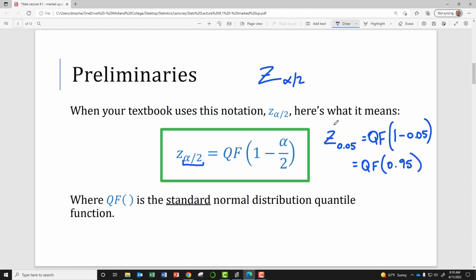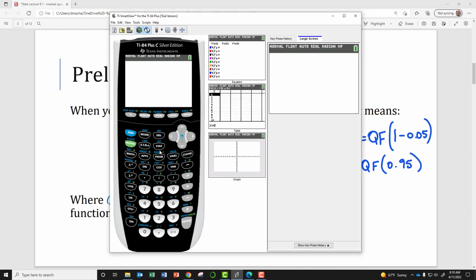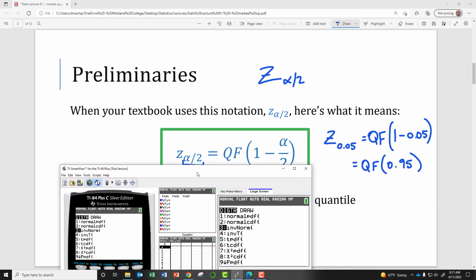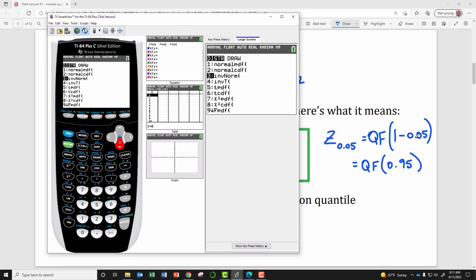Now, where's the normal distribution quantile function and how would you evaluate that? Well, you go to your TI-84, we click second VARS. Number 3 says INV norm, and number 3, that's going to be our normal distribution quantile function. Sometimes the quantile function is called the inverse cumulative distribution function, and so that's why the INV is there, because that stands for inverse. But in any case, when you see this z subscript alpha over 2, we're going to evaluate this INV norm in your calculator at the point 1 minus whatever your subscript was.